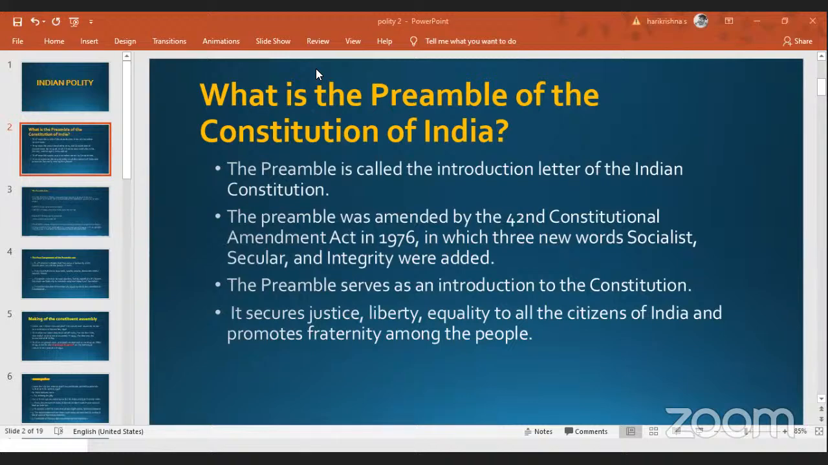Okay, so it is about the Indian preamble. The Indian preamble is known as the introduction letter to the Indian Constitution, and the 42nd Constitutional Amendment Act in 1976 added three new words, socialist, secular, and integrity, to the Indian Constitution. The preamble serves as an introduction to the Constitution. It secures liberty and equality to all the citizens of India and promotes fraternity among the people.